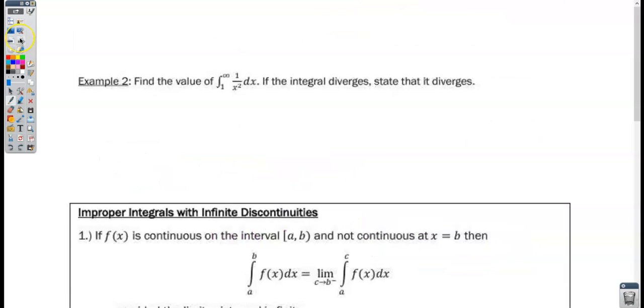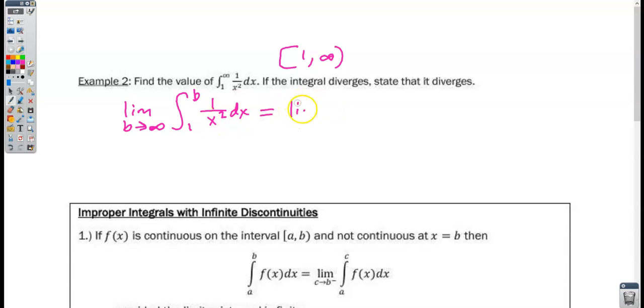Let's continue on. Another example. Find the value of the integral from 1 to infinity of 1 over x squared dx. If the integral diverges, state that it diverges. So I know that this function 1 over x squared is continuous on the interval from 1 to infinity. So I'm going to go ahead and turn this into the limit as b approaches infinity of the integral from 1 to b of 1 over x squared dx.